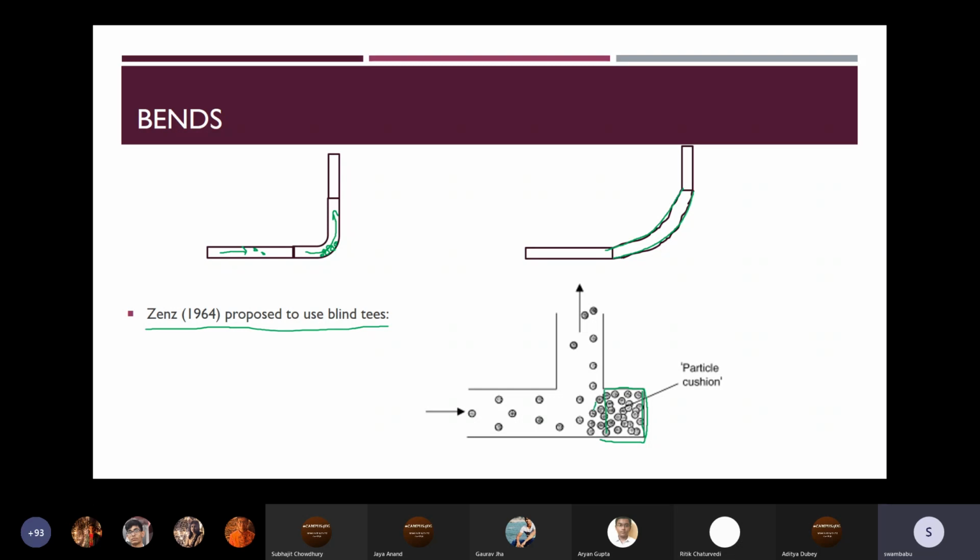Since particle-particle interactions are much lower compared to particle-wall interactions, that causes the particle cushion, and this minimizes the pressure drop greatly. Use of blind tees reduces the pressure drop greatly because of this particle cushioning effect, coming from the particles settled in this zone.